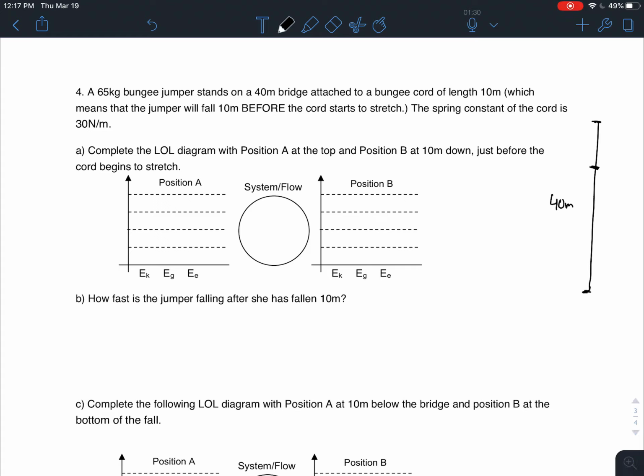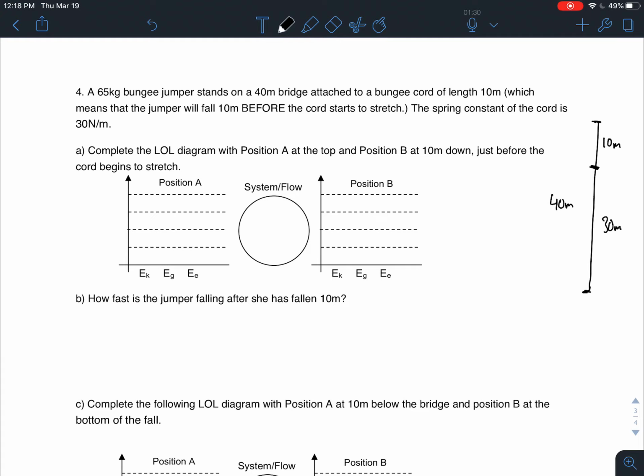And this point right here at 10 meters down is important because that's where the cord starts to stretch, right? The cord's 10 meters long. So for the first 10 meters, she's just falling. The cord's not stretching yet, and then it starts to stretch.